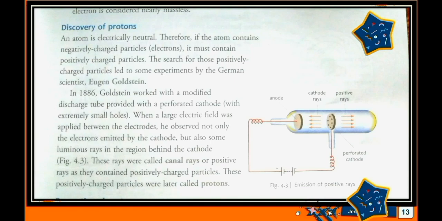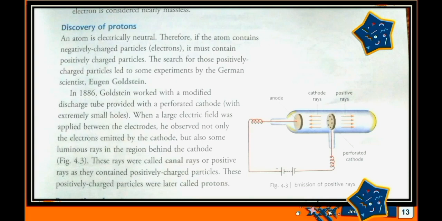So what was the observation that Goldstein had? He saw that when he applied a large electric field or very high voltage, rays were emitted from the cathode, but there were certain luminous rays also which he saw behind the cathode, and these rays he named as canal rays or positive rays as they contained positively charged particles. Now these positively charged particles were later called protons. Okay, up to this much it is clear.